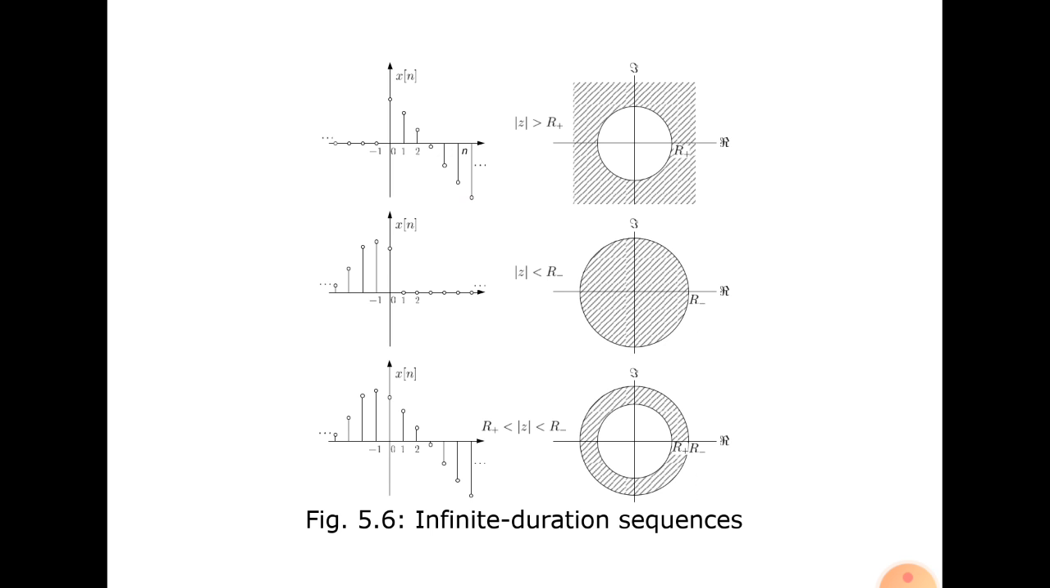So here we have three diagrams. In them, x of n is on the y axis and n is on the x axis, with the corresponding ROC. In the first case the ROC is the exterior part of the unit circle, in the next case it is the interior part of the unit circle, and the third one is both interior and exterior, for both causal and anti-causal signals.